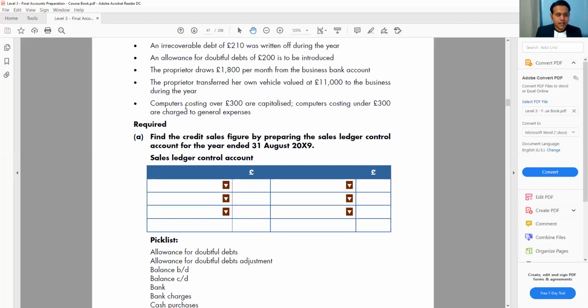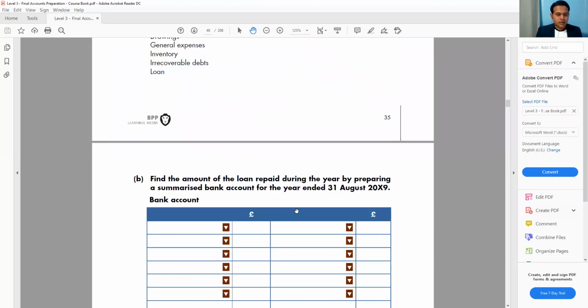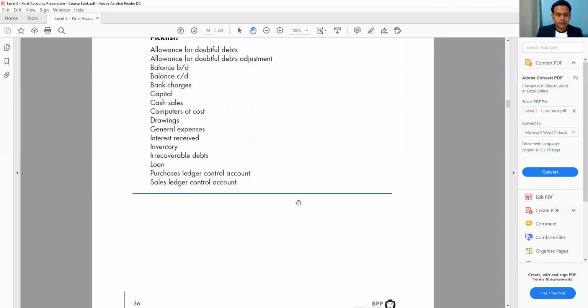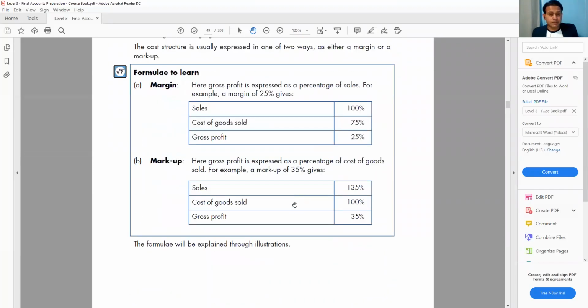And this computer costing again could confuse you a little, because 300 or 200 doesn't matter. As soon as we paid for anything, that will reduce my bank balance, so it will go to the bank account anyway. Make sure if you have any question, ask me. We'll try to explain more.